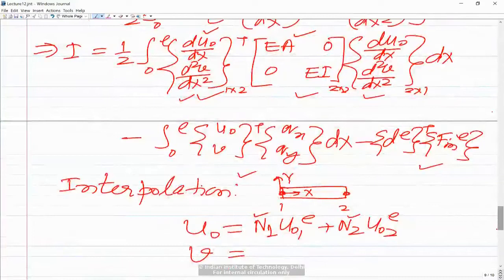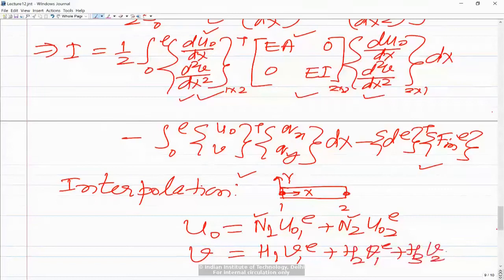And when those unknown constants, say b0, b1, b2, b3, are expressed in terms of values of v and dv by dx at nodes, we get the interpolation of v in terms of Hermite interpolation functions. So v would be equal to h1 into v1e plus h2 into theta 1e plus h3 into v2e plus h4 into theta 2e. So this is the same as before. For the truss element we use this. For the Euler-Bernoulli beam element we have used this.